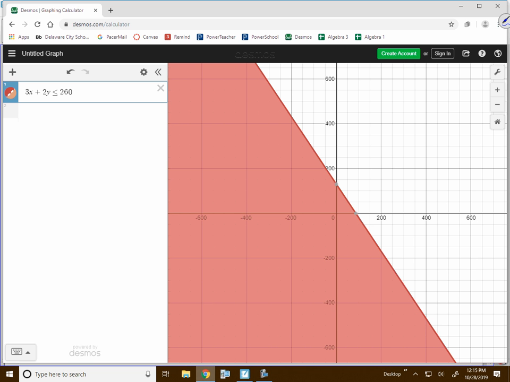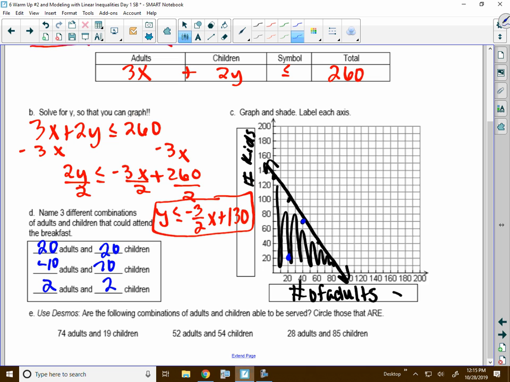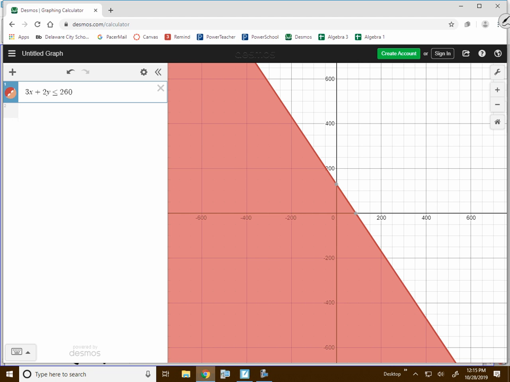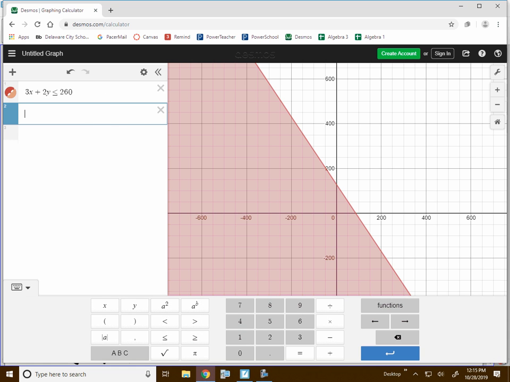If you look at the very bottom of your questions, it says, are the following combinations of adults and children able to be served? If we look at this combination of adults and children, we would write it as a coordinate point, 74-19. So I'm going to go into Desmos and type in that coordinate point.